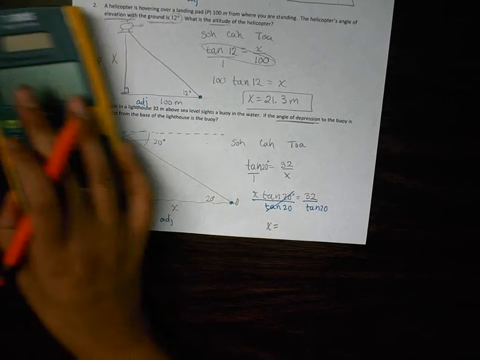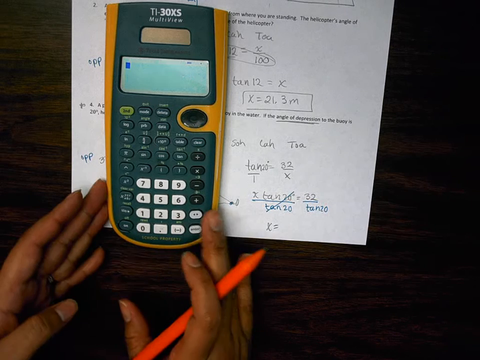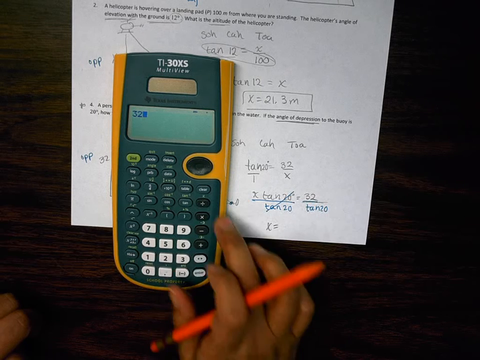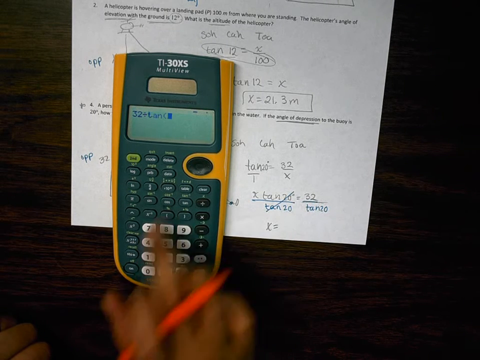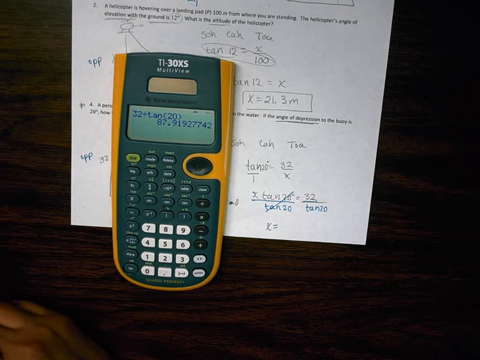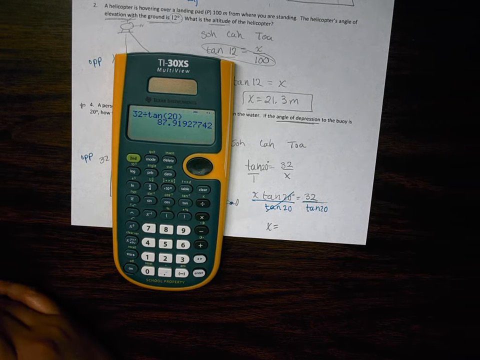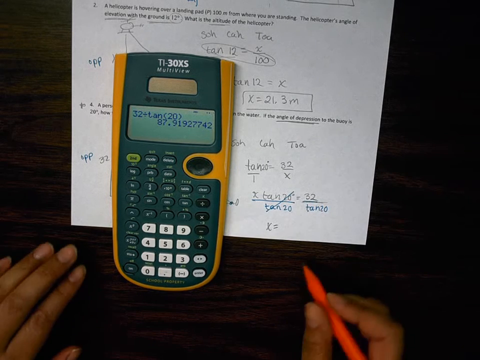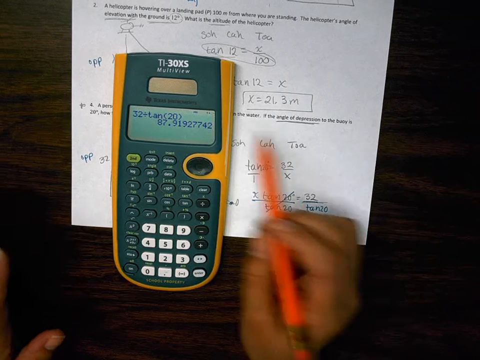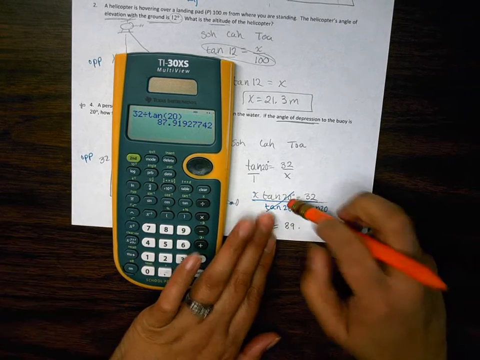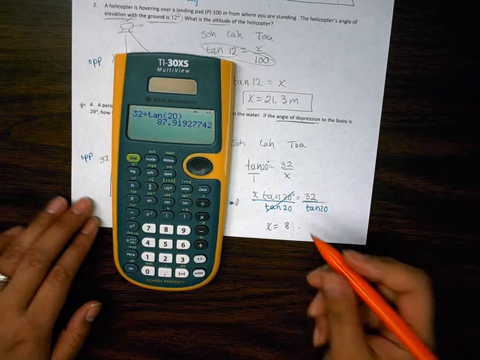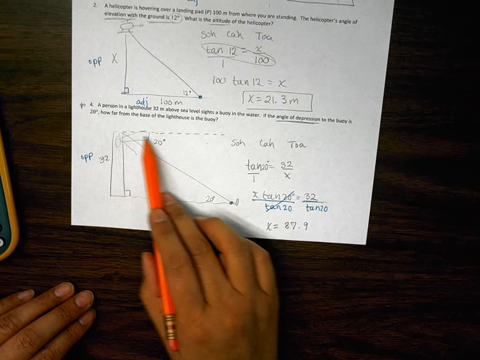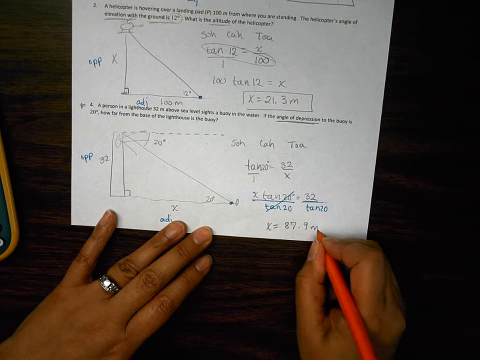X equals, when you plug it in your calculator, you're going to use multiplication or division? Division. 32 divided by tangent 20 degrees equals 87.9 or 88? 87.9, because the number after the 9 is not big enough to make the 9 bump up. 87.9. And does it give us units of measurement? Meters.